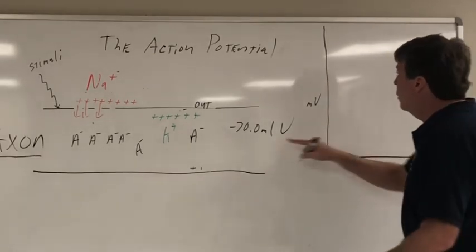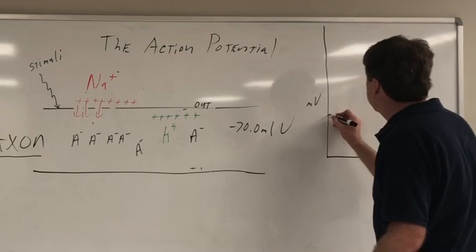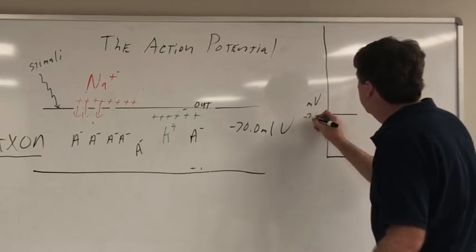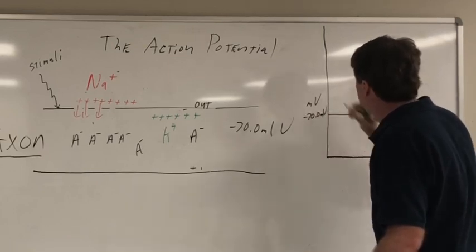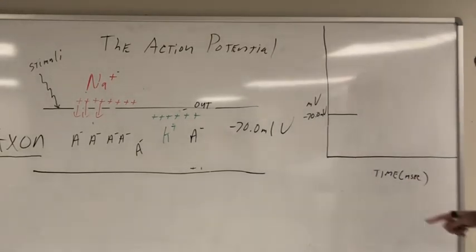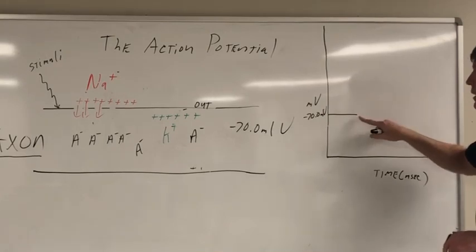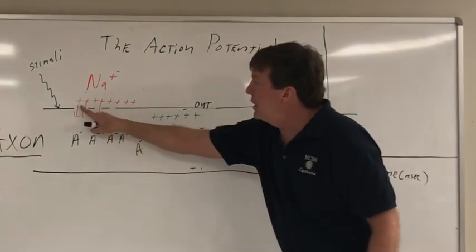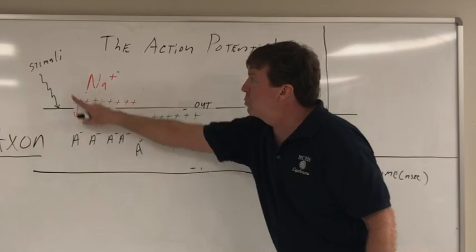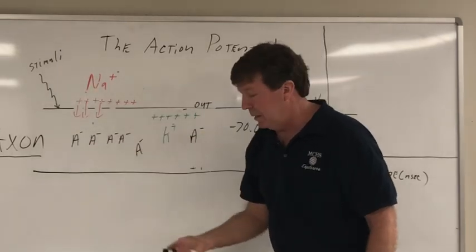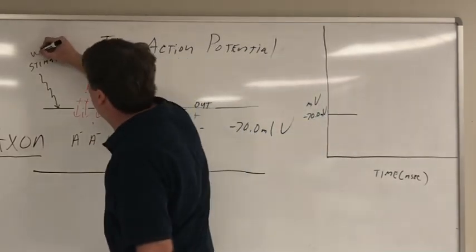So here we are. Resting potential is negative 70. So let's go negative 70.0 millivolts there. Notice the time's going to be in milliseconds. So this is going to be steady until the sodium ions begin to trickle in because of that weak stimulus. So let's just say this is weak.